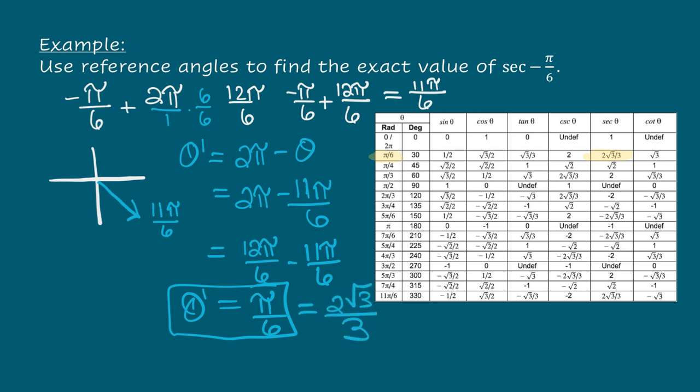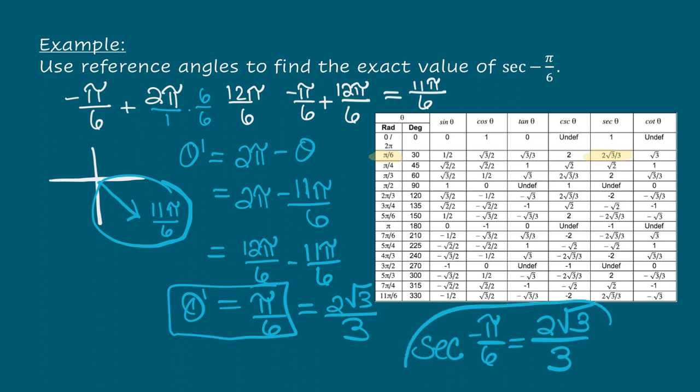So that tells me then that the secant of negative pi over 6 is equal to 2 square root 3 over 3. So down here, I'm going to ask myself, is the secant value in quadrant 4 positive or negative? Well, in quadrant 4, secant is positive, so I can just leave that as a positive value, and I'm done.